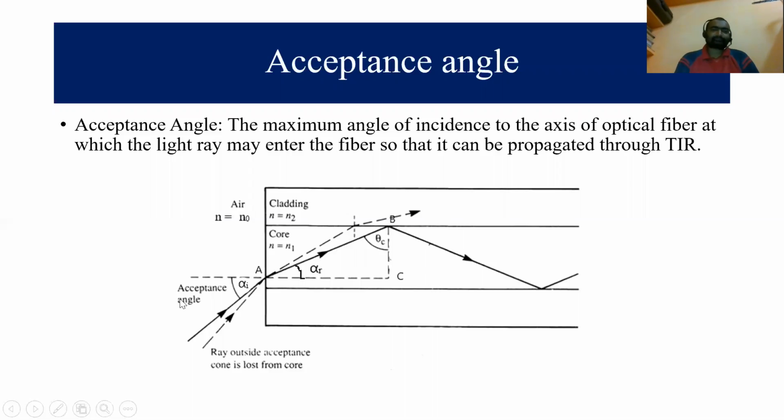Here you see the light ray is launched from air medium whose refractive index is N0. So this light ray is launched into this medium whose refractive index is N1. Of course, N1 is the core medium and N0 is the air medium. Refractive index N0 is the air medium. Refractive index N1 represents the core.